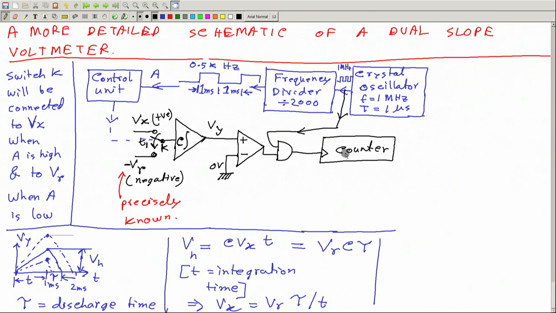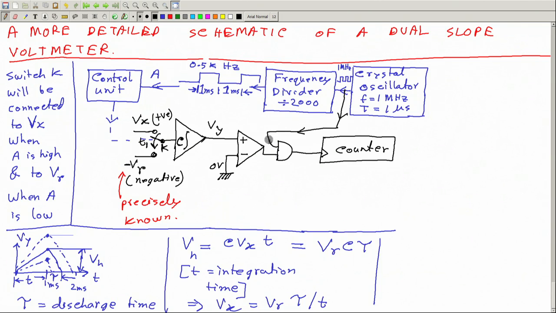Now one important thing is that this counter must start. Okay, what do I want to measure? I want to measure this time, this deintegration time, right? So I must keep this counter on only during this time, from here to here.